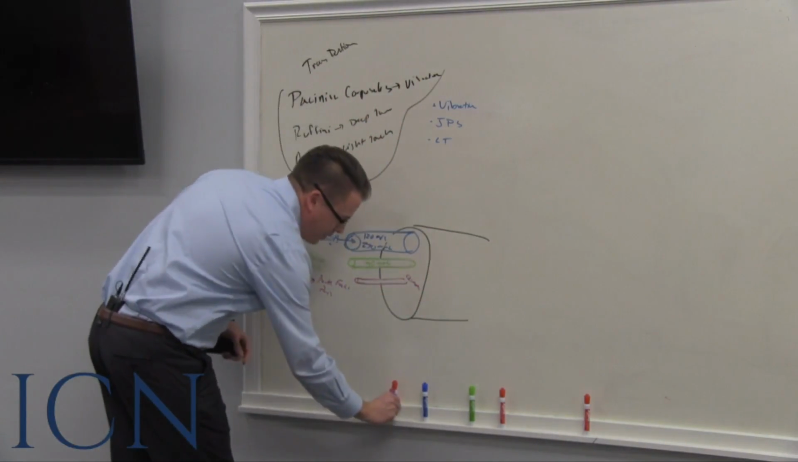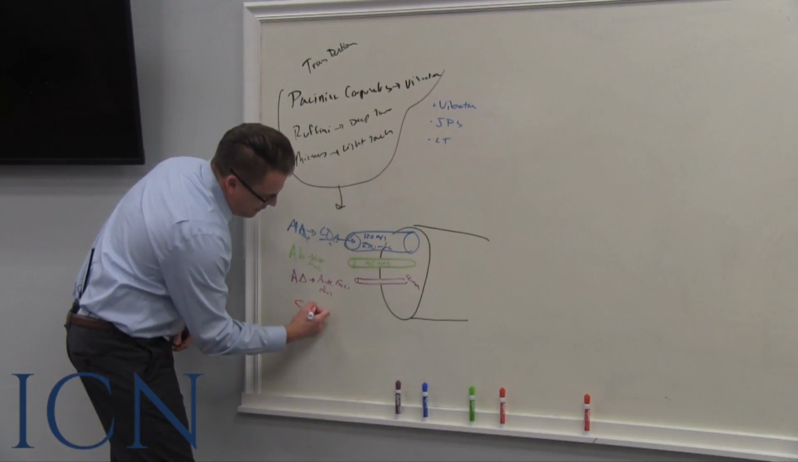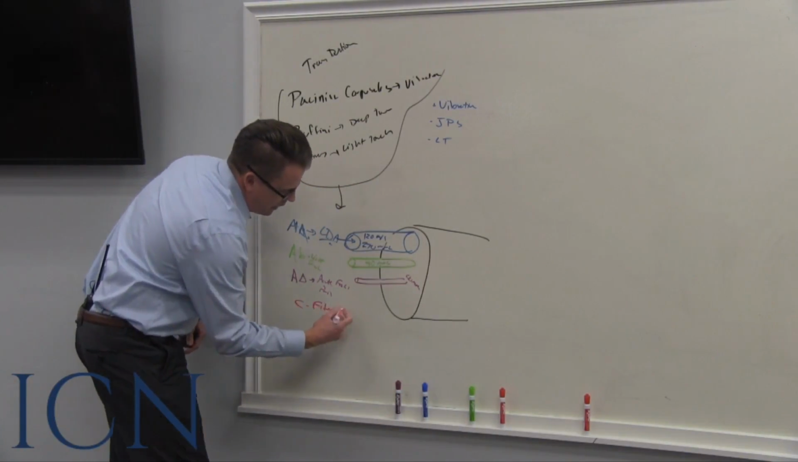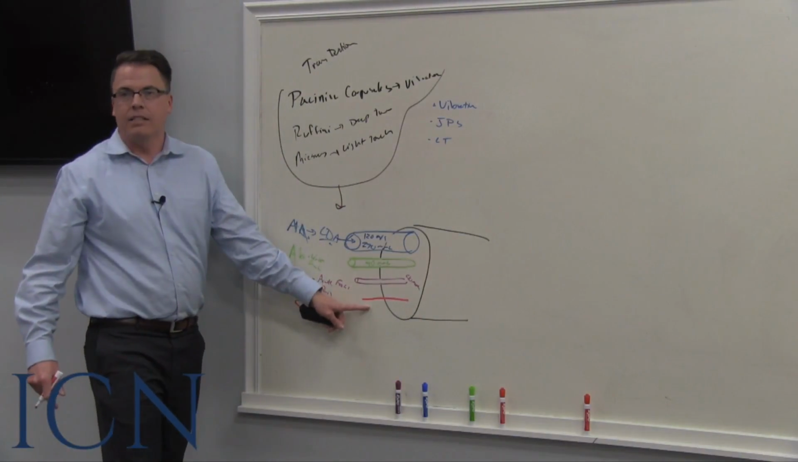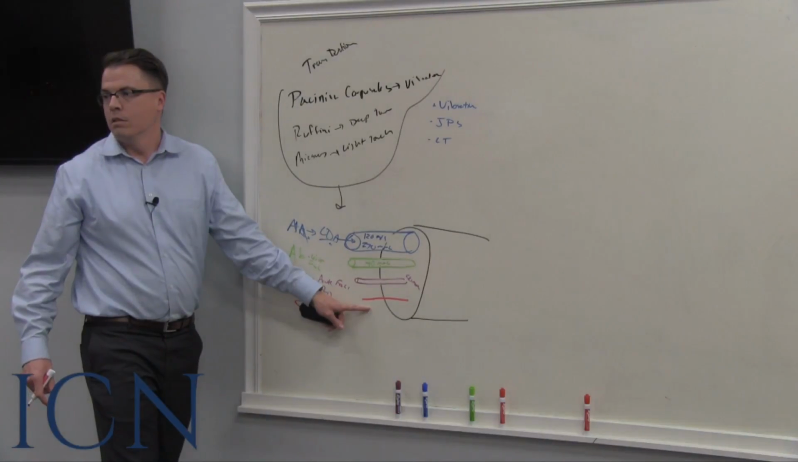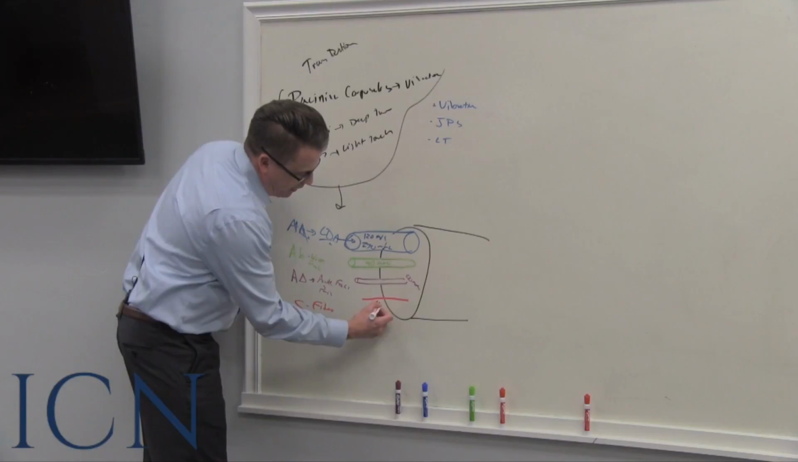Then we get down to what we're going to talk a lot about tonight. Then we get down into the C fibers. These C fibers are unmyelinated. They're little tiny guys, and they're very slow. These guys only fire at about 4 miles per hour.